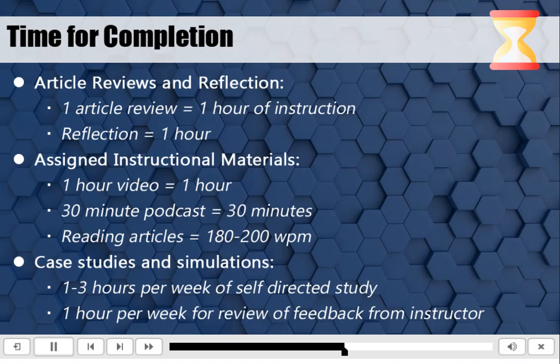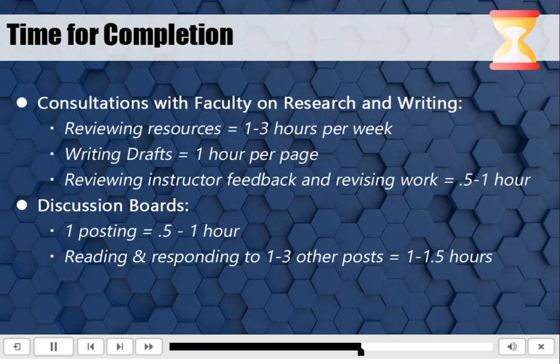If we think about case studies or simulations, these are 1 to 3 hours per week of self-directed study, and then 1 hour per week for the review of feedback from the instructor. If we think about consultations, and again, I'm not going to go through all the time here, I'm going to give you a really great resource at the end. So consultations with faculty on research and writing: if the student is going to have to review resources, that's 1 to 3 hours per week. They are writing drafts, that's an hour per week, and then they are reviewing instructor feedback and revising their work. That could be a half an hour to 1 hour per week.